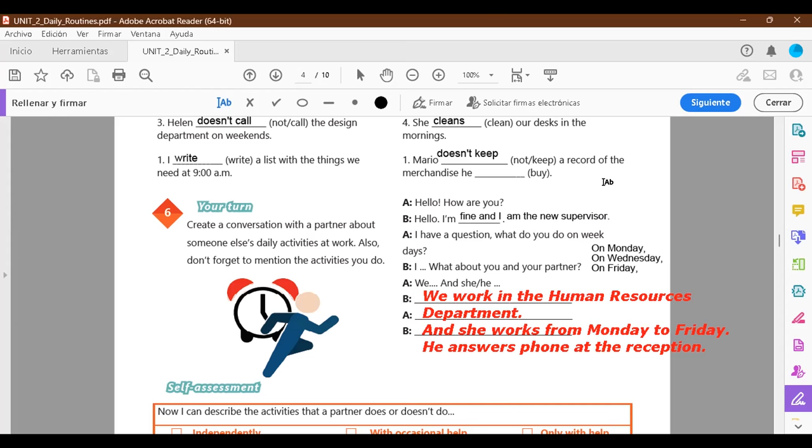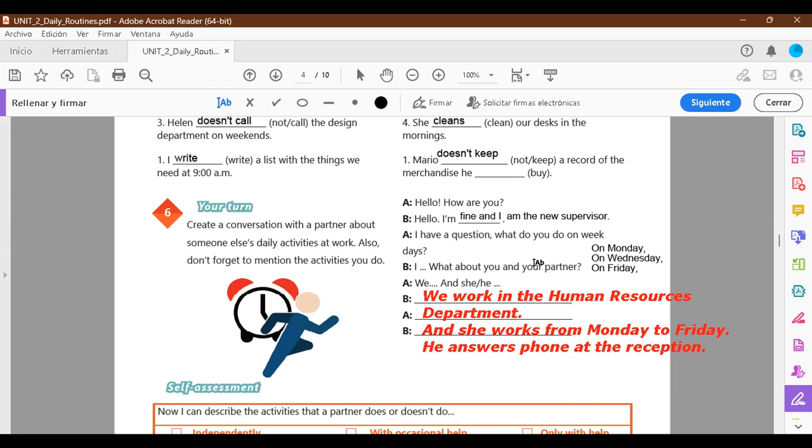Okay, I'm fine and I'm the new supervisor. I have a question. What do you do on weekdays? On Monday, I check the payroll. On Wednesday, I visit the human resources department. And on Friday, I check, let's say, the accounts for the company. What about you and your partner?